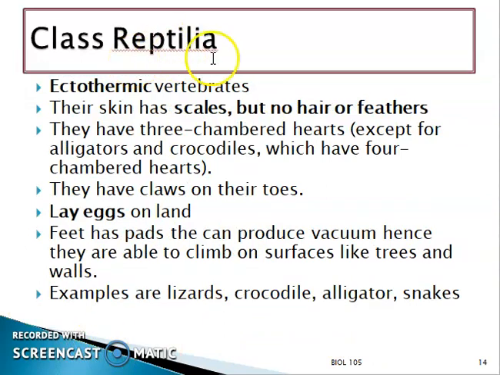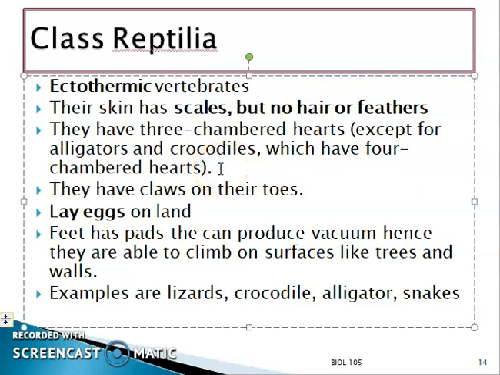Now, class Reptilia. Reptilians are ectothermic organisms. Their skin has scales but has no hairs or feathers. They have a three-chambered heart, except for alligators and crocodiles, which have a four-chambered heart. Three-chambered means that there are two atria and one ventricle. The ventricle is not properly divided, though. Sometimes they are said to have a four-chambered heart with one slit remaining.